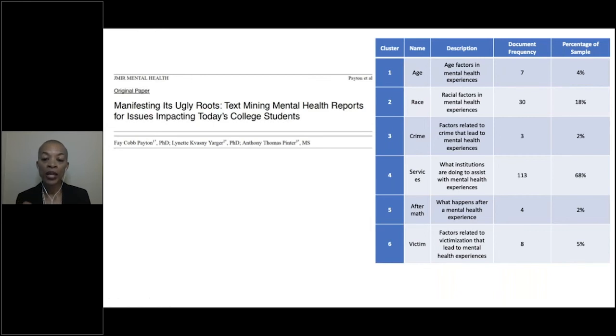Many studies were looking at what services institutions can provide and how they can provide them to address, in fact, issues of age and race and crime and the aftermath of the impact of having a challenging experience on an institution's campus, as well as the issues around victimization that lead to mental health problems in the first place when it comes to our college students.